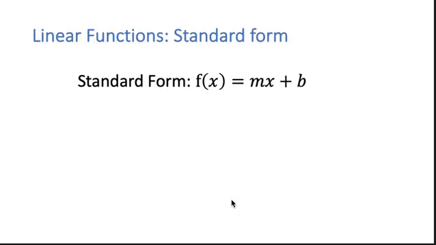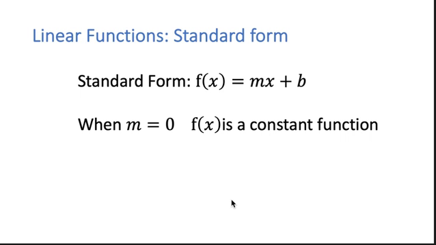So does this equation look familiar? This is the standard form of a linear function. You might remember this as slope-intercept form. But any equation that can be written in this form as a function is an example of a linear function. Sometimes it's written with the function notation f of x equals mx plus b, and sometimes it's written as y equals mx plus b.